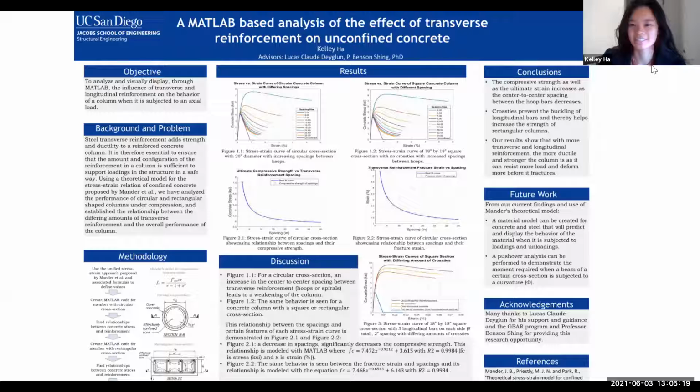I'm a second year structural engineer working under Professor Shing's lab, and I will be presenting on a MATLAB-based analysis of the effect of transverse reinforcement on unconfined concrete.